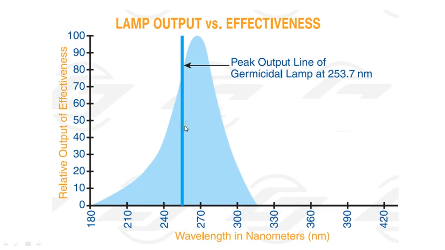And this is the output of the lamp that is used for treating the water in the water purifier. Most of the lamps have a wavelength of 253.7 nanometer, and this wavelength has the characteristic of killing the microorganisms that are present in the water.